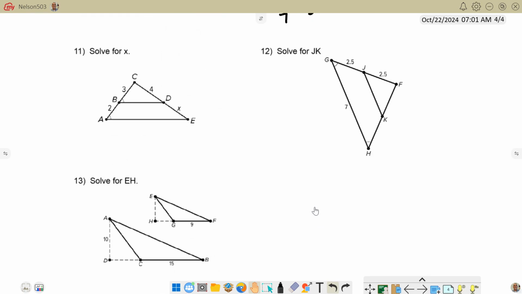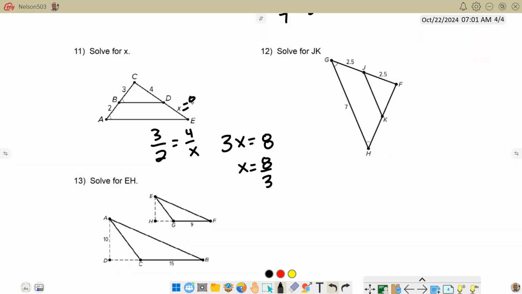Anyways, number 11. How do we do number 11? I go 3 over 2. So 3 over 2 is equal to 4 over x. Then we multiply both sides by x, multiply both sides by 2. That ends up with 6 equals 6x, doggone it. 6x equals, what am I doing? That equals 3x equals 8. Now I'm going to divide both sides by 3 and I get 8/3. That's my x value right here, 8/3. Boy, I might need to remake this video.